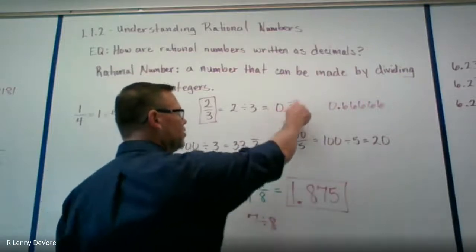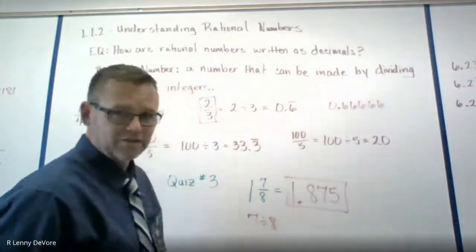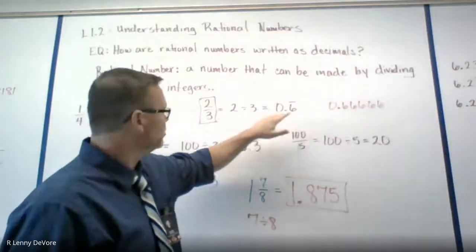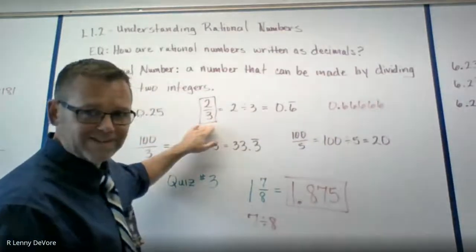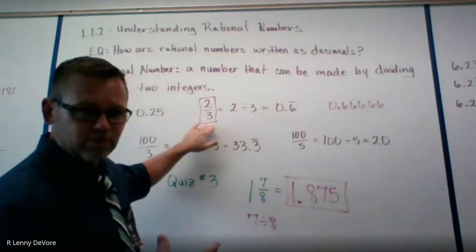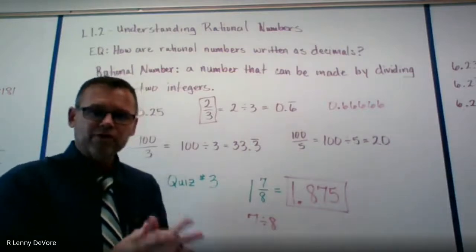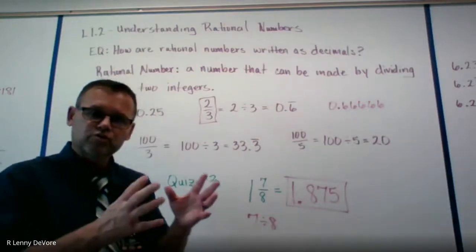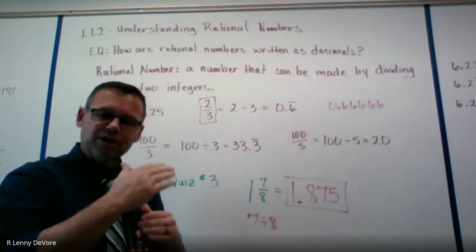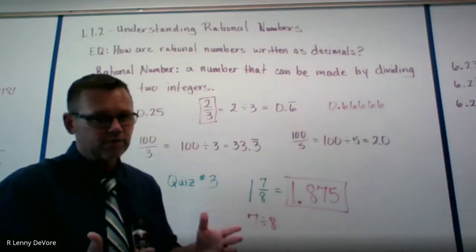We put a repeat bar over the 6. This means it's a repeating decimal, which is still a rational number because it can still be put exactly into a fraction form. The way I remember this is that the root word of rational is ratio. A ratio is a fraction. Anything that can be put exactly into a fraction is a rational number. Okay, so if that helps at all.